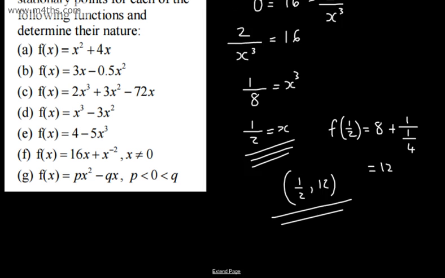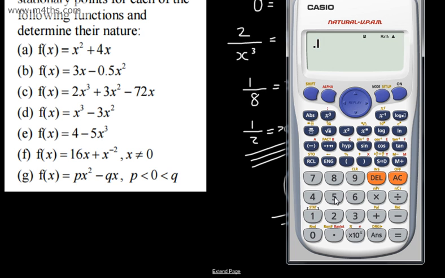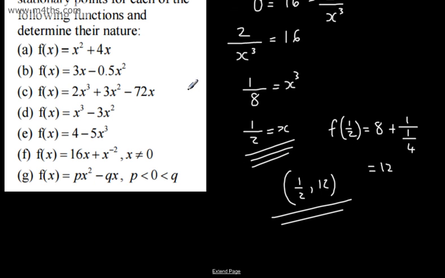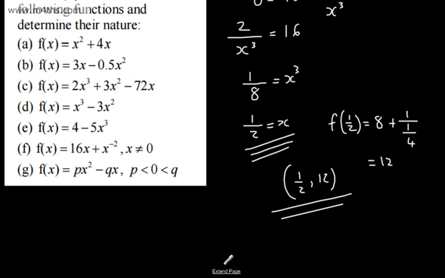If you wanted to, let's just put that in a calculator. So we found that it's going to be now 1/2 or 0.5. So that's the x-coordinate. So let's just substitute in and check that I've done that. So 16 lots of the answer, plus now the answer to the power now of negative 2. There we go, 12. So that now gives us the coordinates of a stationary point. What we need to do is determine the nature.